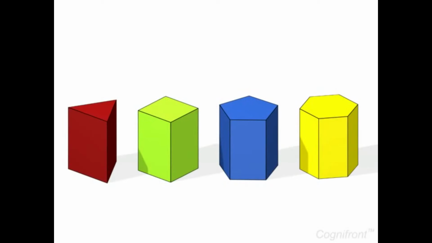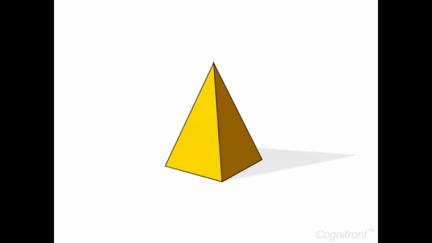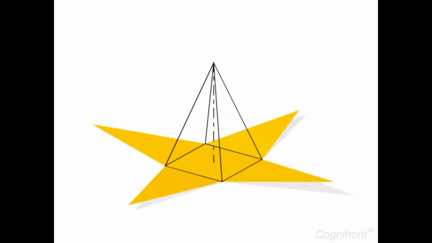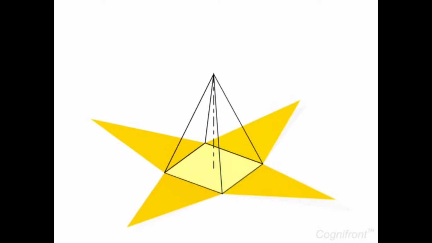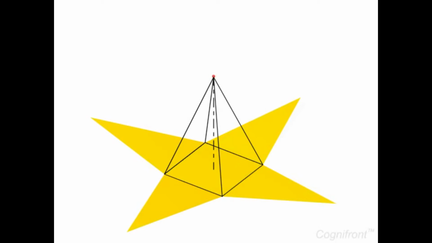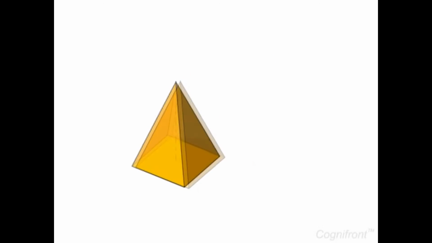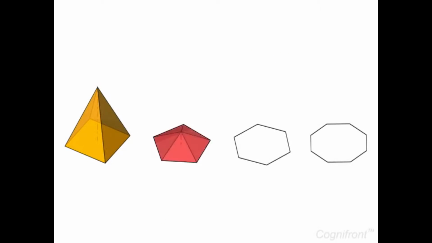Prisms are named according to the shape of their bases as triangular, square, pentagon, and hexagon. A pyramid is a polyhedron having many-sided planes, base at one end and a point or vertex at the other end. The base of the pyramid may be in different shapes.